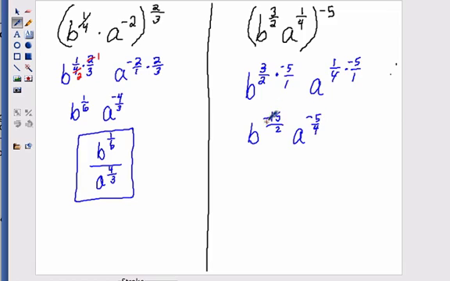Now both of these are negative, so we're going to move them both into the denominator, which means we need a 1 to hold the place value of the numerator. And then we're going to have b to the 15/2 times a to the 5/4.